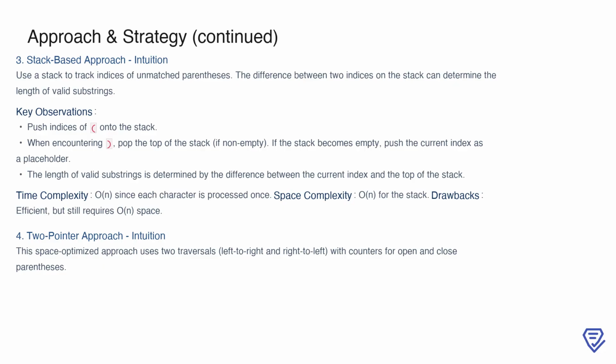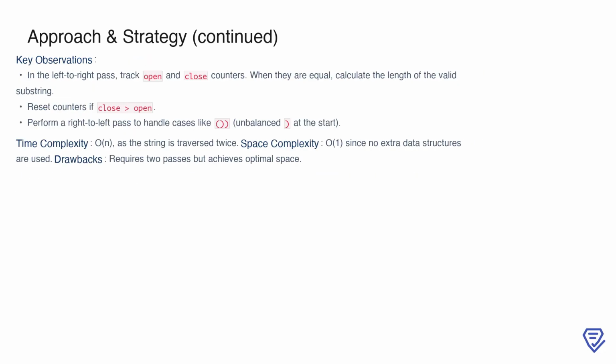Additionally, there's the two-pointer approach, which optimizes for space without the need for a stack. The two-pointer approach is a space-efficient alternative that uses counters to track the number of open and closed parentheses. It involves two passes through the string, one from left to right and the other from right to left.